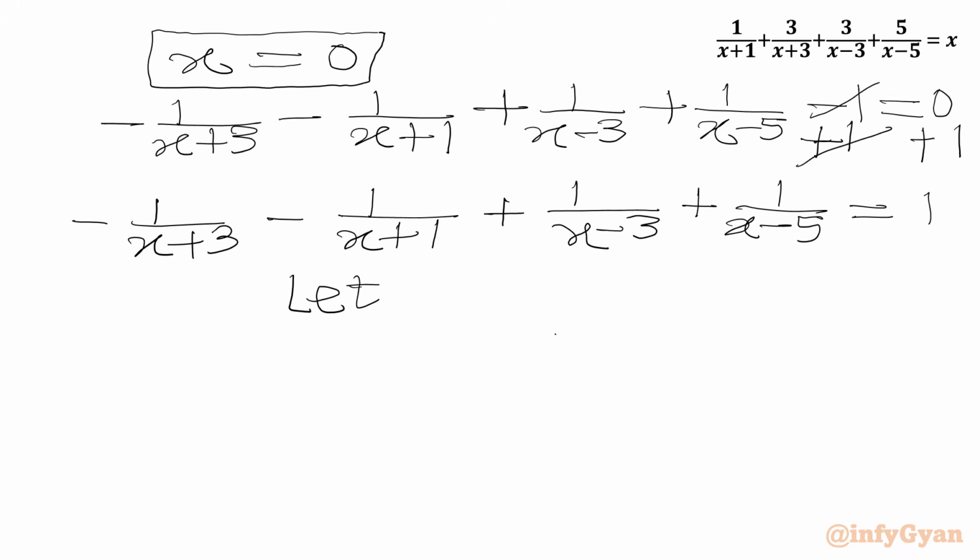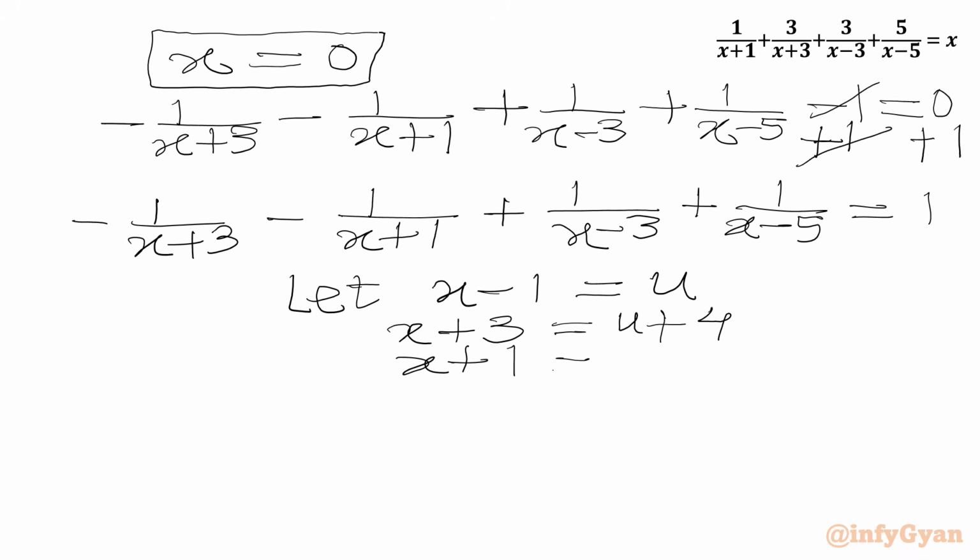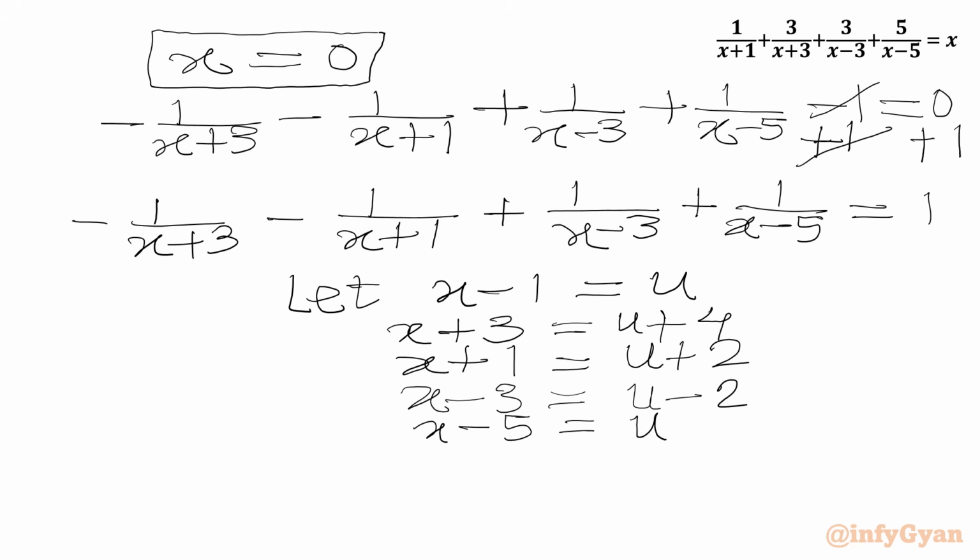Now we will be using substitution. So let us say x minus 1 is equal to u. Then we can write x plus 3 in terms of u as u plus 4. We will write x plus 1 equal to u plus 2. If we write x minus 3, then this will be equal to u minus 2. And if we write x minus 5, then we should write here u minus 4. So convert our equation in variable u.